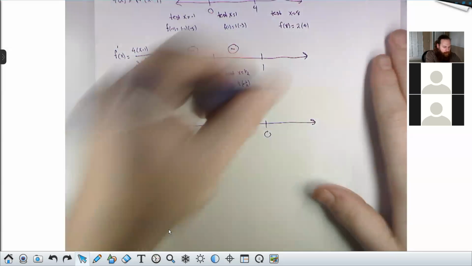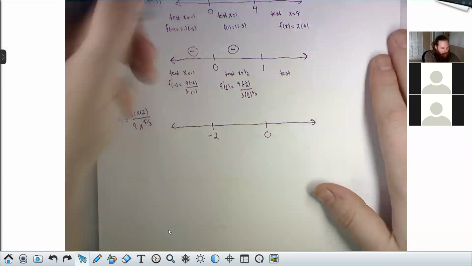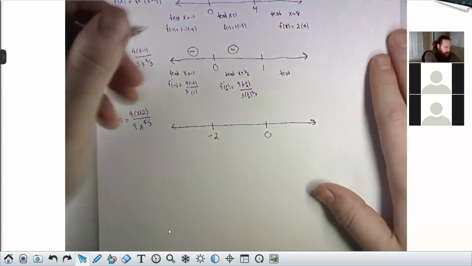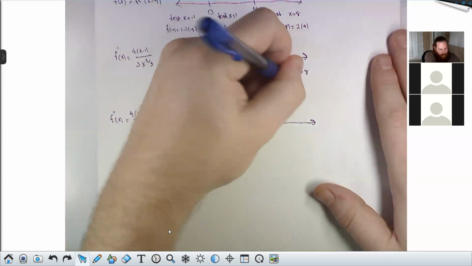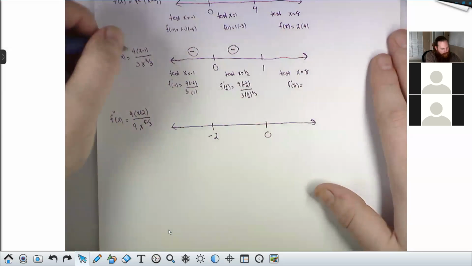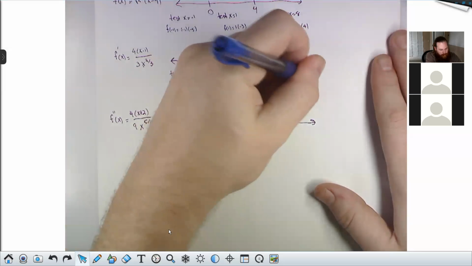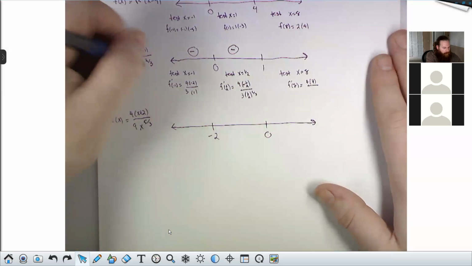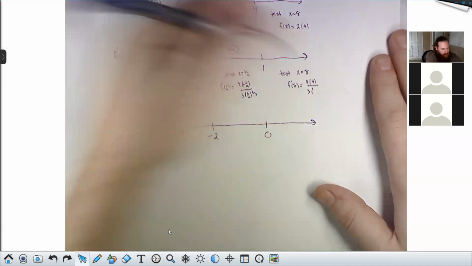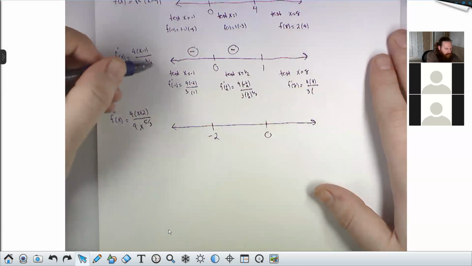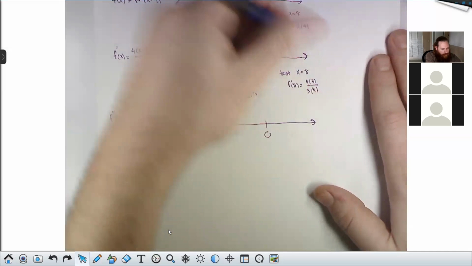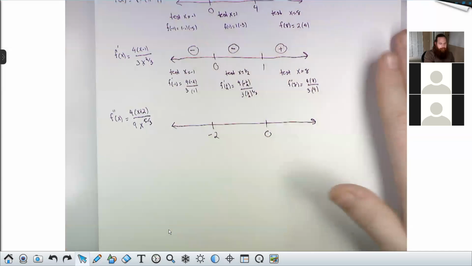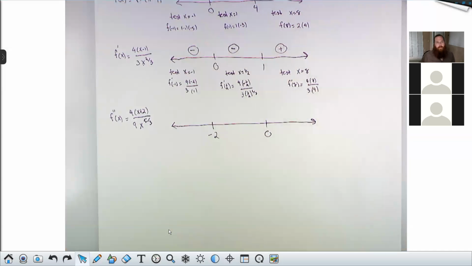And then if you test x equals 2 over here, or any number bigger than 1, I'll test 8 again because 8 is a perfect cube. F primed of 8 is 4 times 7 over 3 times, what is 8 to the 2/3? Well, I take the cube root and then I square it. The cube root of 8 is 2. 2 squared is 4. So 4 times 7 over 3 times 4, it's positive. So f prime goes minus, minus, plus.